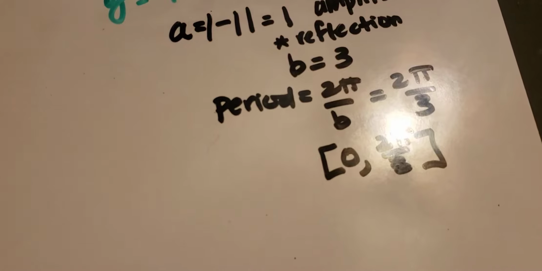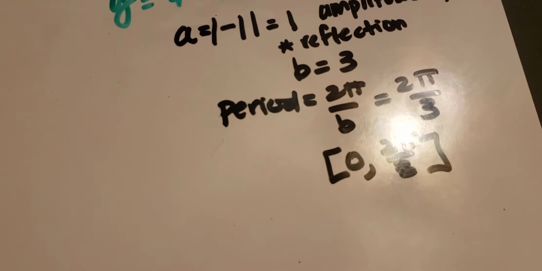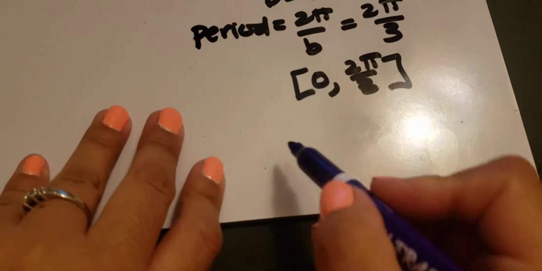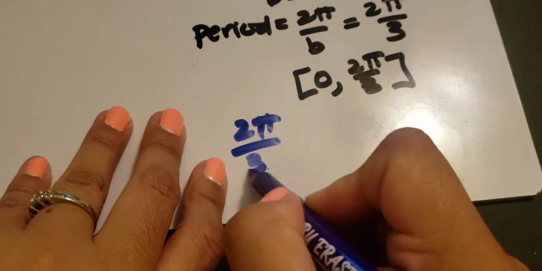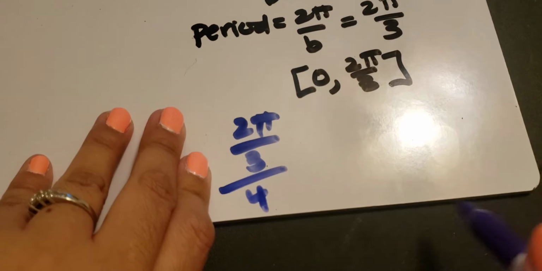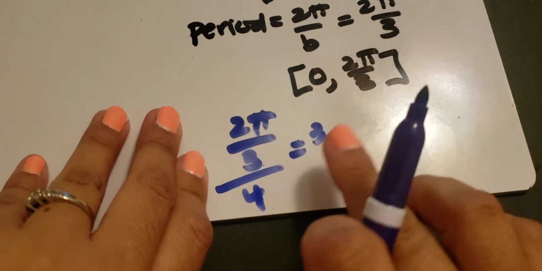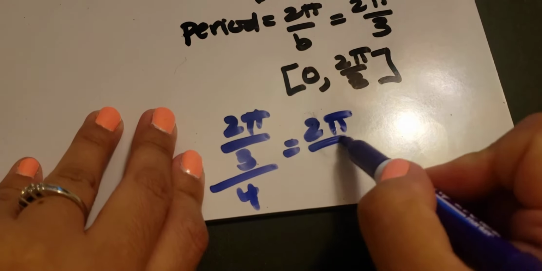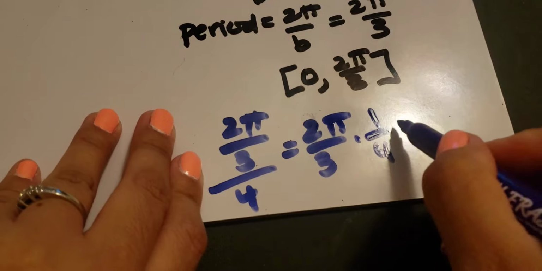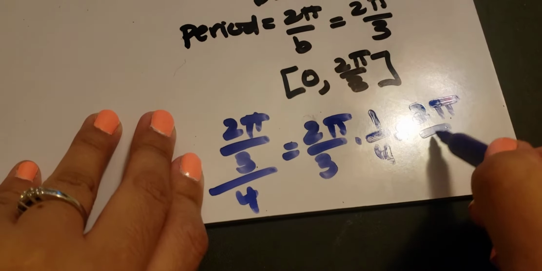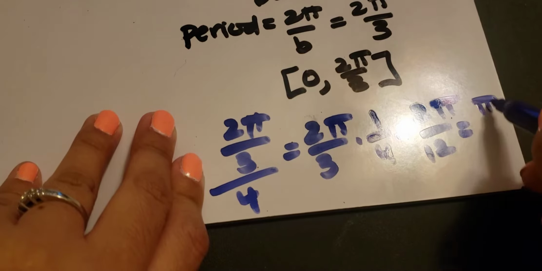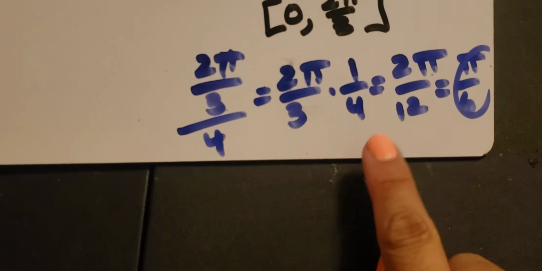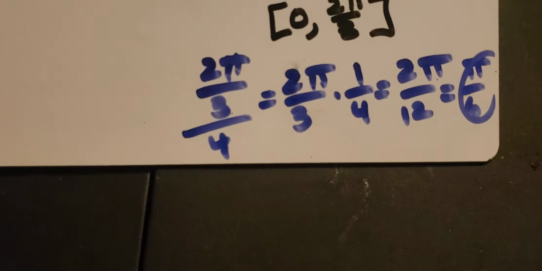So let's get all the key points in between. We know it's going to start at 0 and end at 2 pi over 3. Just take 2 pi over 3 and divide by 4 to get all those key points in between, which is the same as saying 2 pi over 3 times 1/4, or 2 pi over 12, or pi over 6. Basically, pi over 6 is going to help us get our increments.